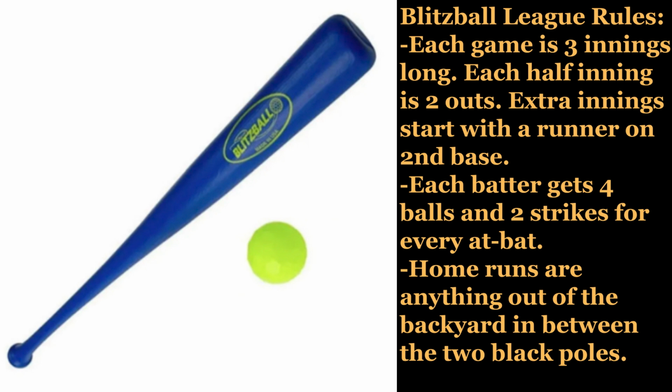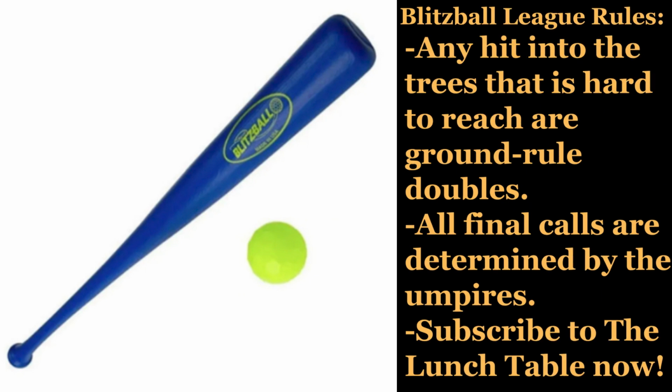Extra innings start with a runner on second if the game is tied after 3 innings. Home runs are anything out of the backyard and in between the black poles. If it's hit into the trees and stays in the yard, it is a ground rule double. And final calls are made by the umpires.